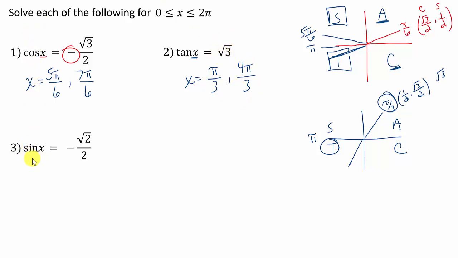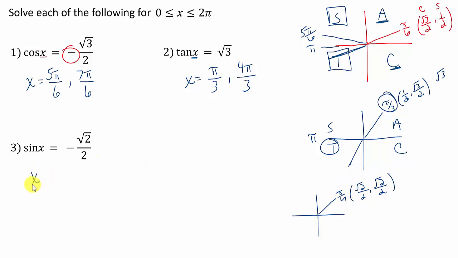Okay, looking at this one here, we're asked for the sine of x is equal to negative square root of 2 over 2. Now this one's a little bit easier because we know that our pi over 4 angle here has coordinates square root of 2 over 2. So the sine and the cosine are the same on this one. For some people that makes it a little bit easier.